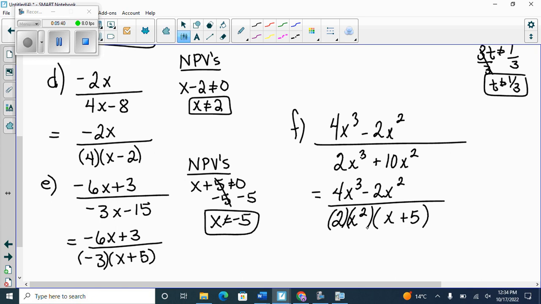The x squared, I could actually write an x squared as an x times an x if I really wanted to. An x cubed would be an x times an x times an x. An x10 would be an x multiplied ten times. Okay? So whenever you have x squared, x cubed, x10, x100, your NPV is always going to be just 0 because you could split them into just single x's. Okay? So x squared will get me an NPV of x can't equal 0.